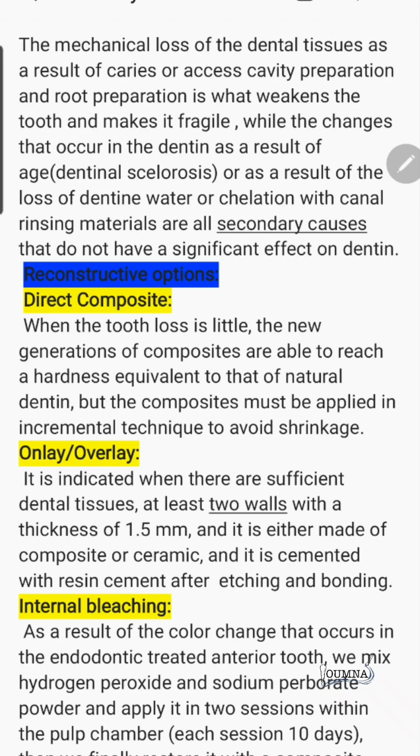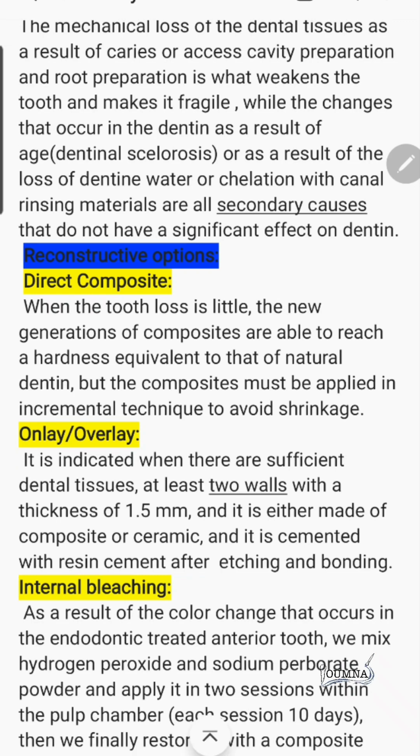Reconstructive options: the direct composite. When the tooth loss is little, the new generations of composite are able to reach a hardness equivalent to that of natural dentin, but the composites must be applied in incremental technique to avoid the shrinkage.